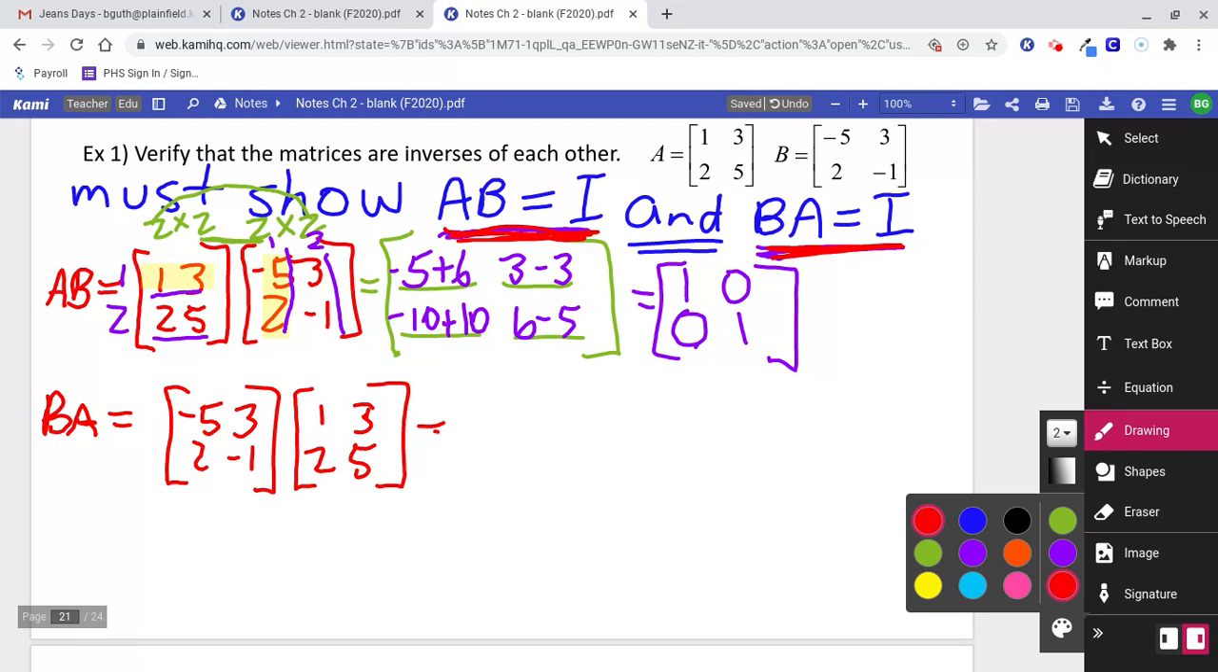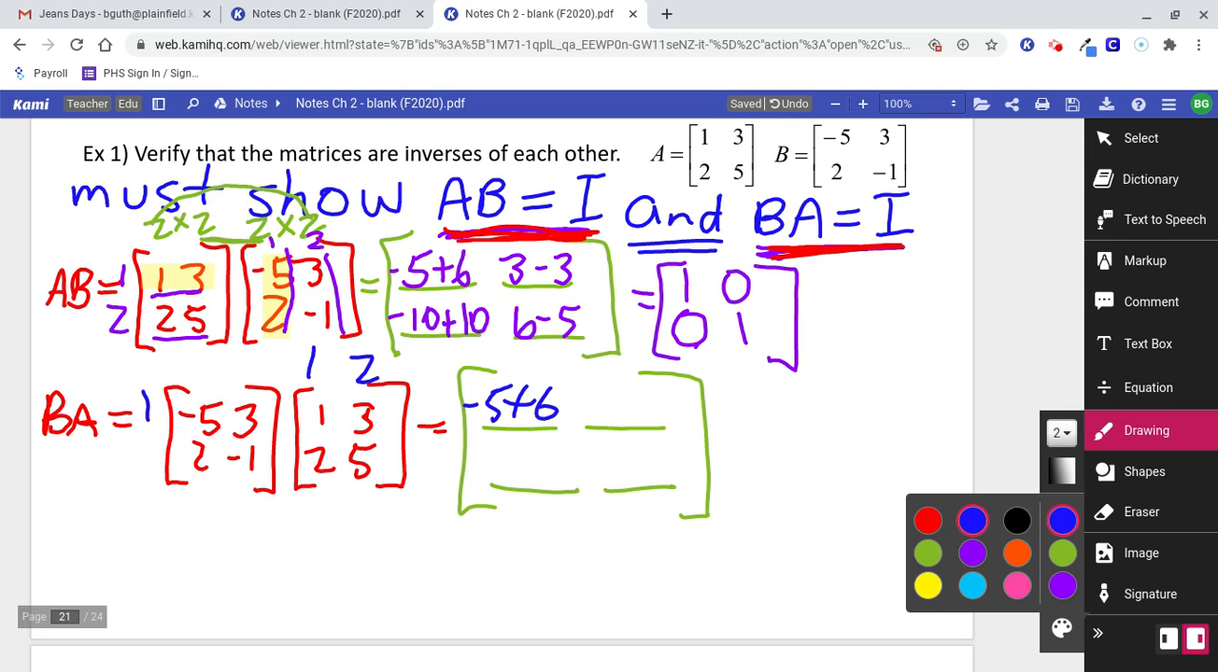So we're going to multiply. Well, again, we're going to have a 2 by 2. So I'll go ahead and build out my skeleton. And I'm going to multiply that first row times the first column. That's negative 5 plus 6. First row times the second column is going to be negative 15 plus 15. Second row times the first column is going to be 2 minus 2. And second row times the second column is going to be 6 minus 5. So again, we get 1, 0, 0, 1.